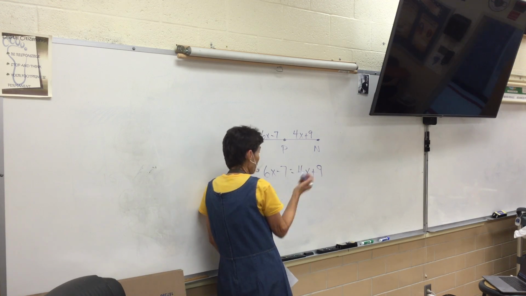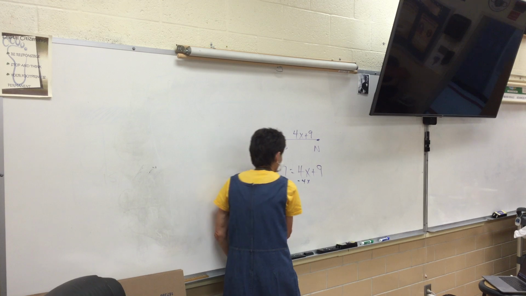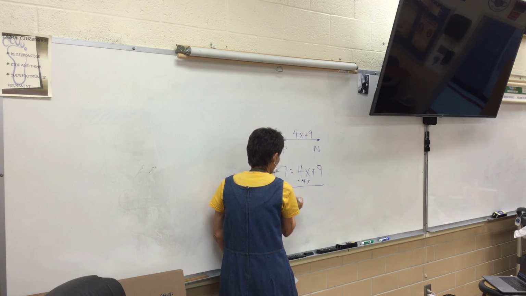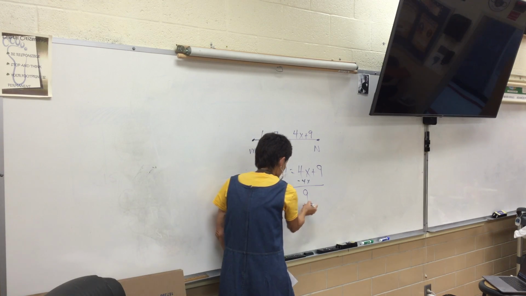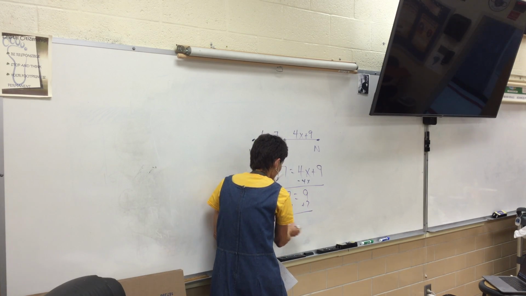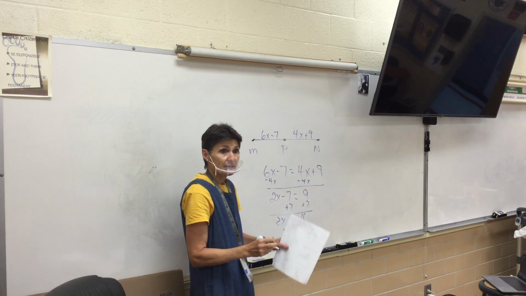So now we just solve our equation, so we can subtract 4x. So 2x minus 7 equals 9. And then we'll add 7. So 2x equals 16, which means x equals 8.